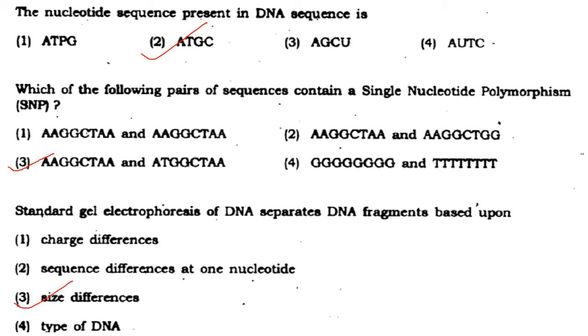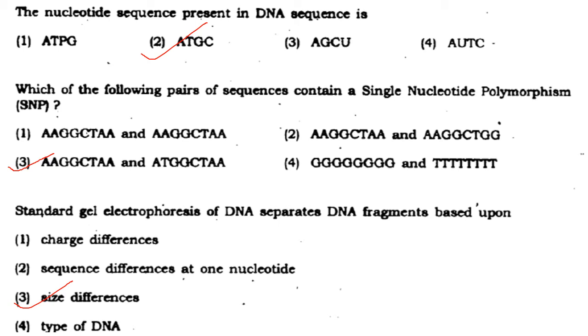Next one. The nucleotide sequence present in DNA sequence is option 1 ATPG, 2 ATGC, 3 AGCU, 4 AUTC. Answer is option 2, ATGC.